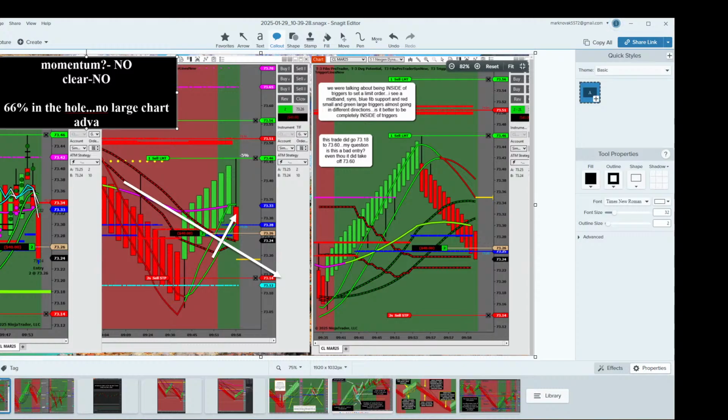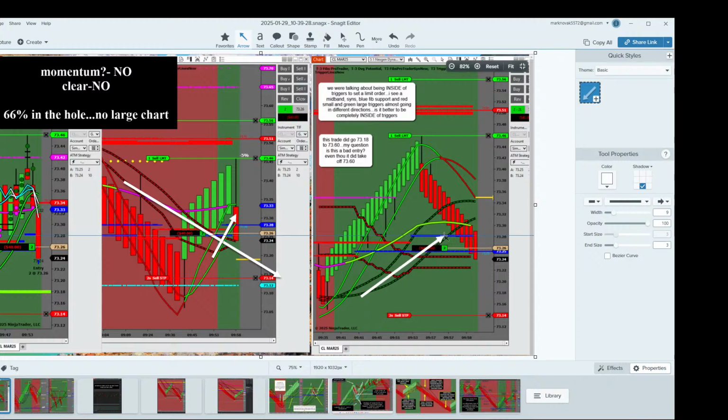No large chart advantages. And this is why I tell you guys, let the large chart lead the way and let it tell you. And then even here, your large triggers are up, but your synthetics are down. There's no agreement. You do have areas.